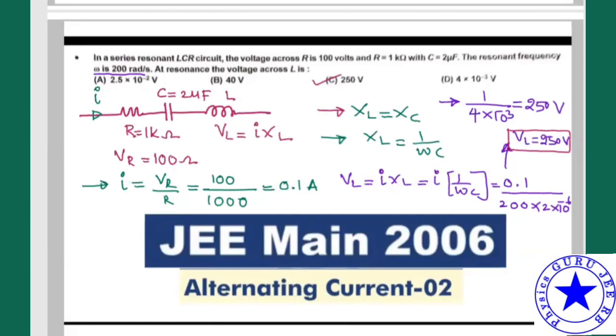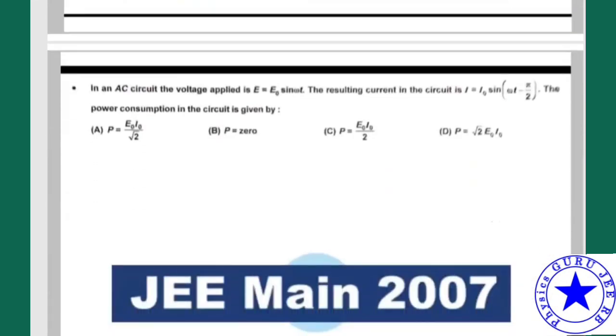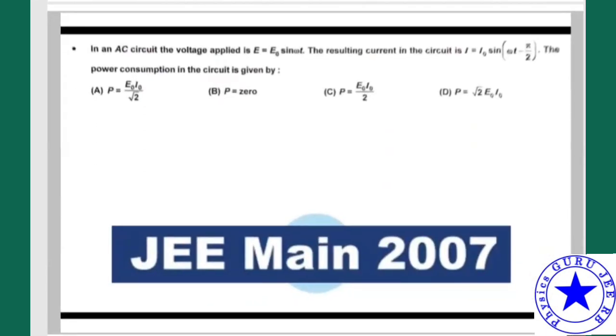Next we'll move to the 2007 question. You can see here, in an AC circuit, the voltage applied is E equal to E naught sine omega t.